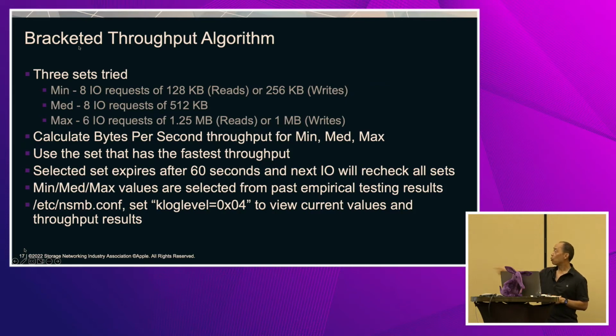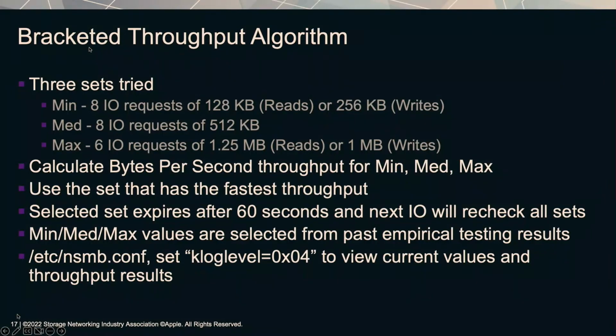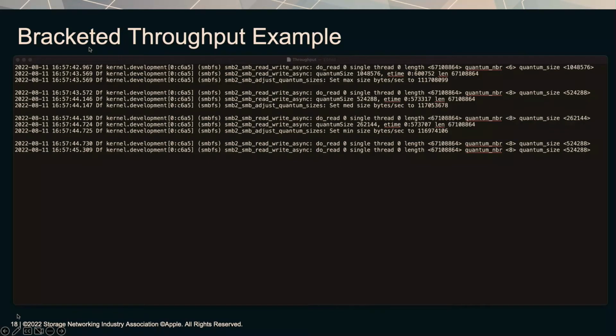Again, we added a new log level into our nsmb.conf. You can set it for log level hex 4, and you can view the current values and the throughput results. So again, an example. I don't know if you can read it. But what you see here is, this is actually a Finder copy to the server. So it's a bunch of writes. Finder is giving us a 64 megabyte block to send.